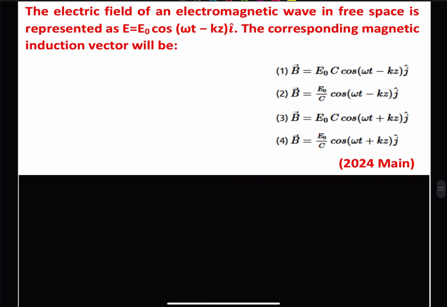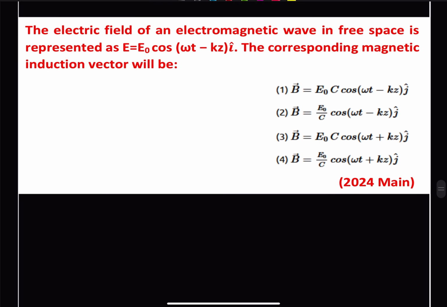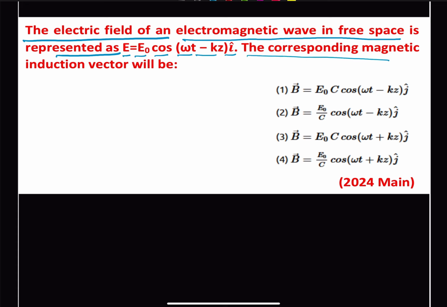It states that the electric field of an EM wave in free space is represented as E is equal to E naught cos of omega t minus kz i unit vector. The corresponding magnetic induction vector will be. So from the given equation, we can see that our electric field oscillates along x-axis and the wave propagates along z-axis.